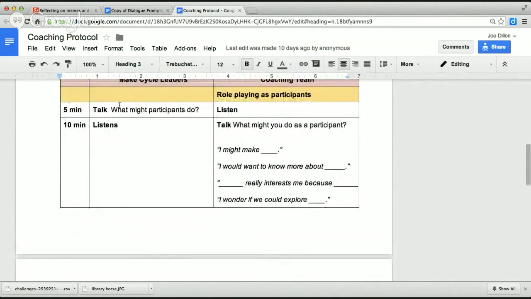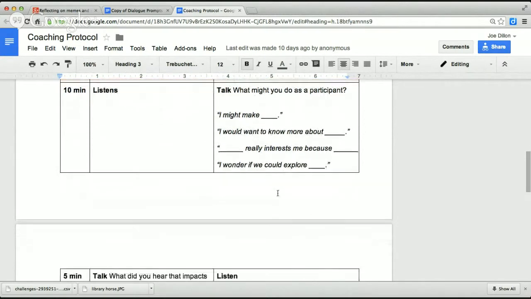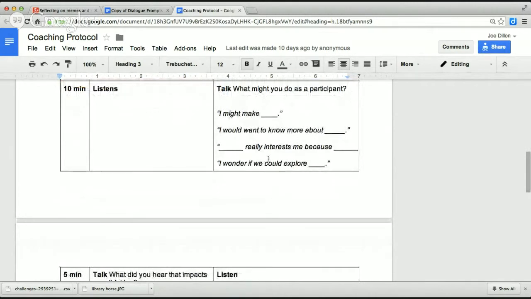The important part there is that the facilitators talk really quickly through their plan. They don't get to articulate it fully, and then they hear what people take of their broad idea. And so those facilitators listen as the coaches use these sentence frames.